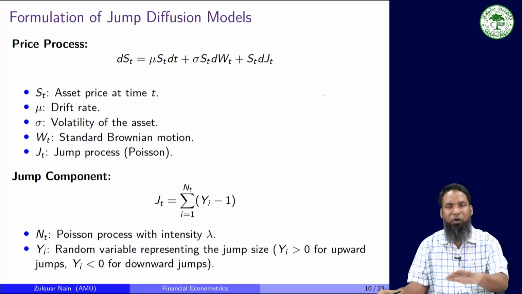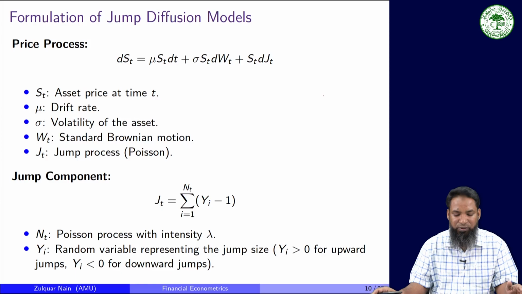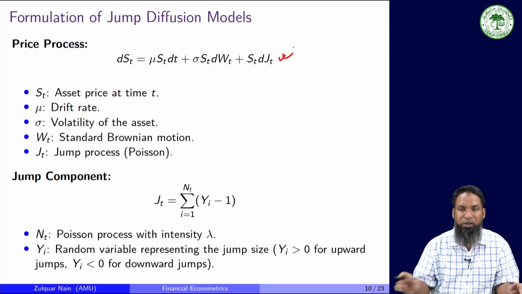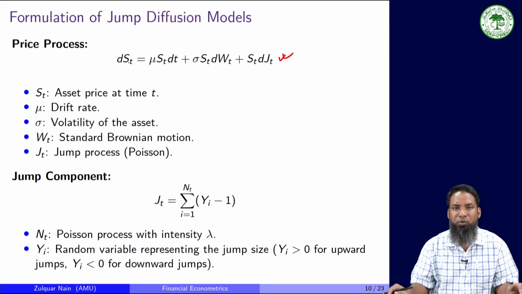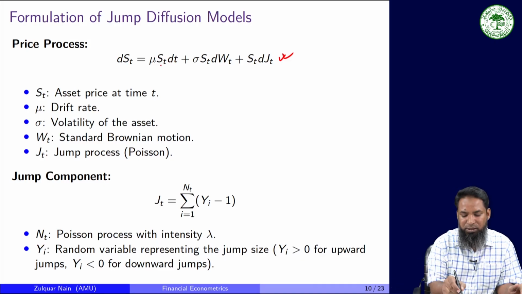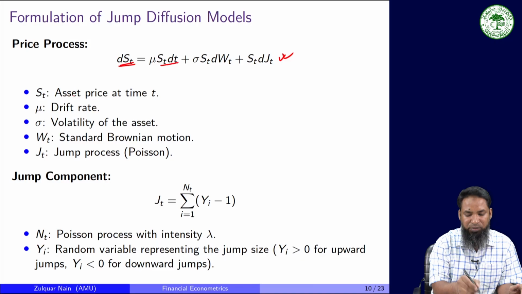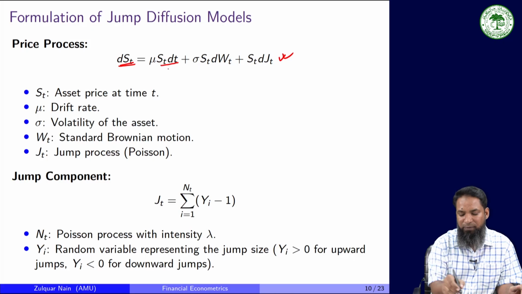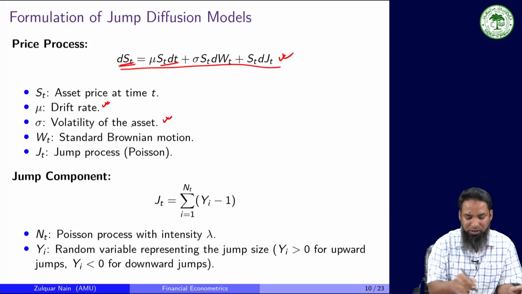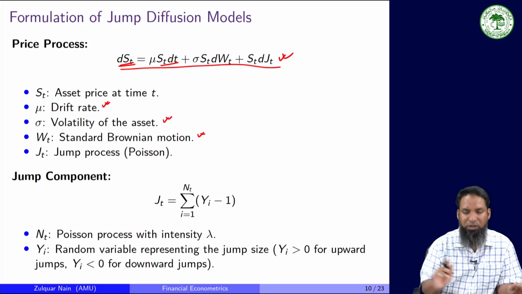So how do we formulate this? To formulate this, we use the differential equation structure. Here d basically shows the total differential of S_t, dS_t = mu S_t dt + sigma S_t dW_t + S_t dJ_t, where S_t is the asset price at time t. This is the structure of the jump diffusion model, where mu is the drift rate, sigma is the volatility of the asset, W_t is the standard Brownian motion, and J_t is the jump process.